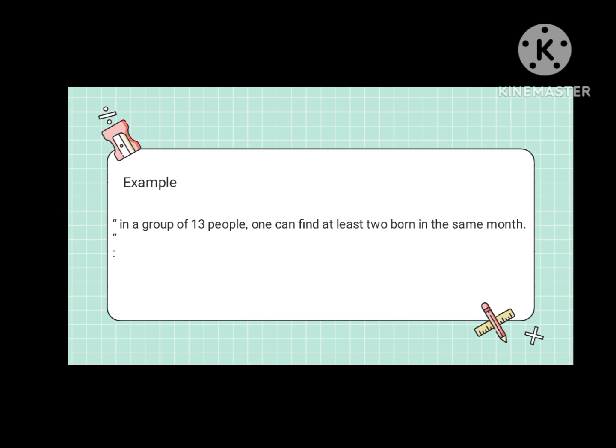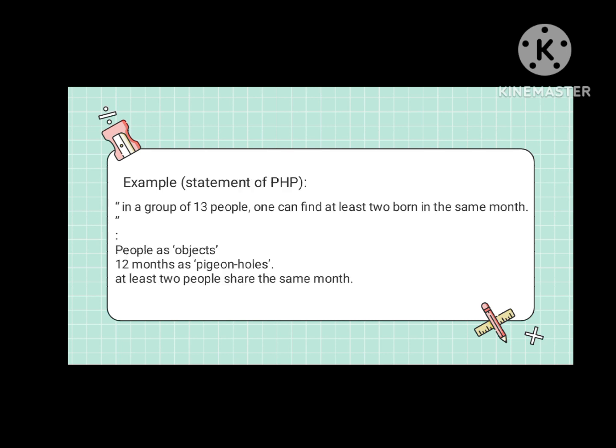Example: in a group of 13 people, one can find at least 2 born in the same month. In this statement, take the people as objects and the 12 months as pigeonholes. Since there are more objects than pigeonholes, the PHP tells us that there are at least 2 in the same pigeonhole. That is, at least 2 people share the same month.